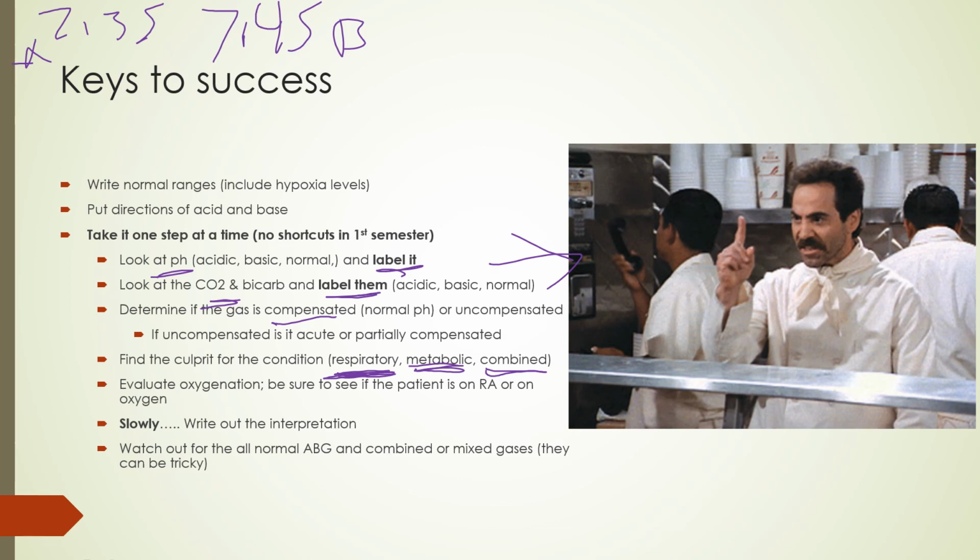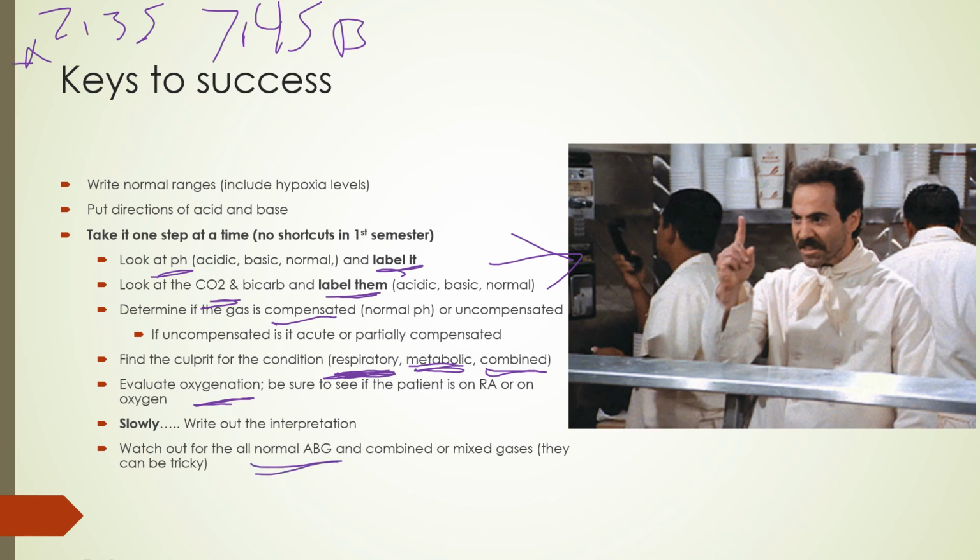So make sure once you've done this, then you can add your oxygen and comment on the oxygenation, right? Are they on room air or are they on oxygen? If they're on room air, then we use that mild, moderate, severe category, or if they're on oxygen, we use the uncorrected, corrected, and overcorrected, right? So slowly, just write out your interpretation, make sure it makes sense, right? Don't rush this, right? Watch out for the all normal values on the ABGs. They can be tricky ultimately.